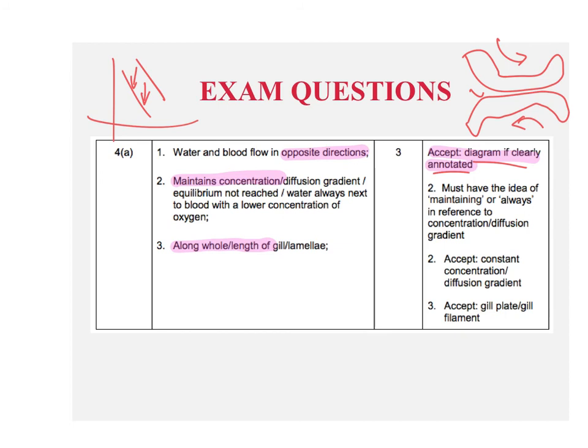Okay, now for concentration gradient, you need to have made sure that you have the idea that that gradient is always there, and that finally it's along the whole length of the gill. You could have said gill lamellae, you could have said gill filament, you could have also said gill plate. So they're quite lenient with that question, and hopefully you will have got 3 marks.